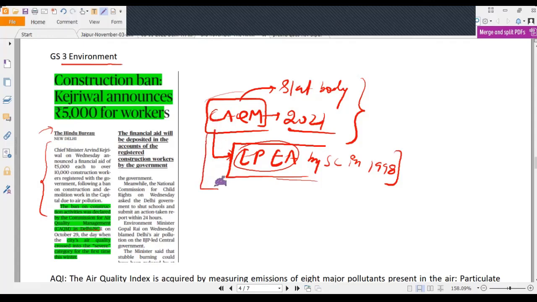It looks after the air quality of the NCR region and adjoining areas, which are Rajasthan, Haryana, UP, and Punjab regions as well. Further, it acts as an overarching body over Central Pollution Control Board, state pollution boards, etc., and looks over their decisions as well. So this is about Commission for Air Quality Management.